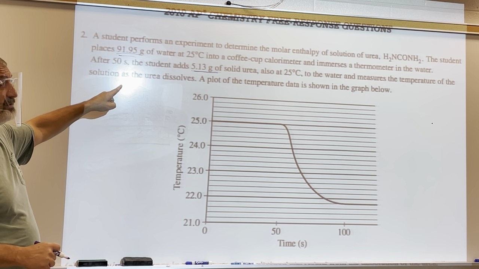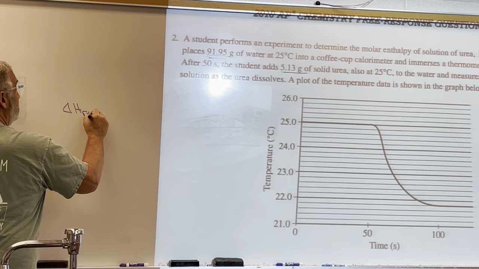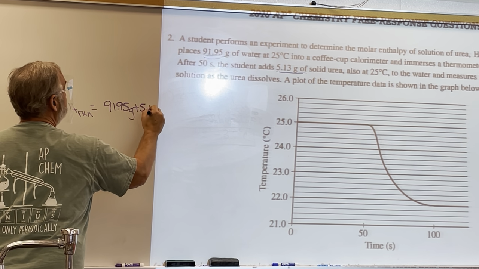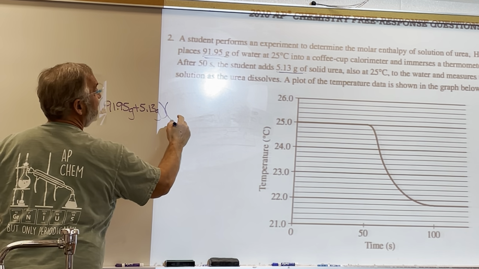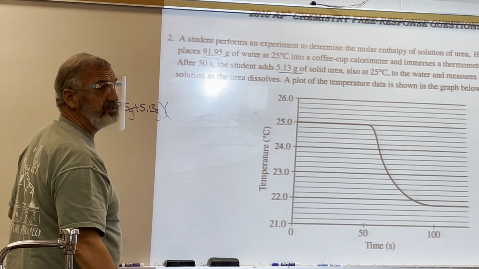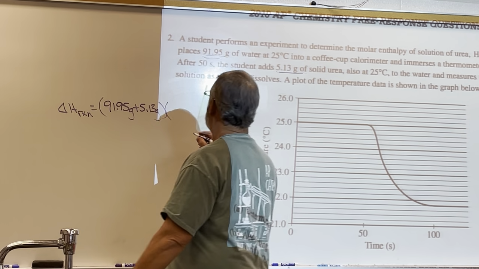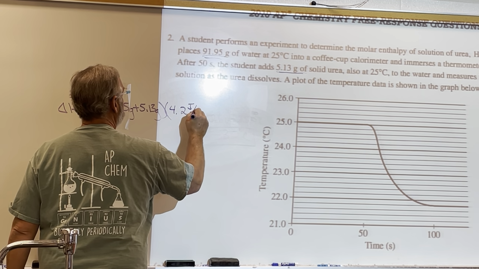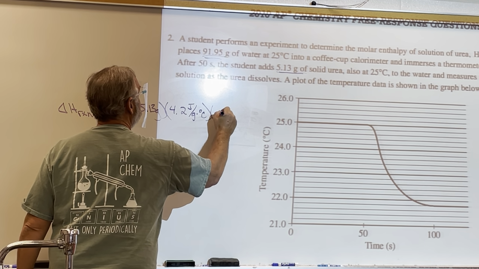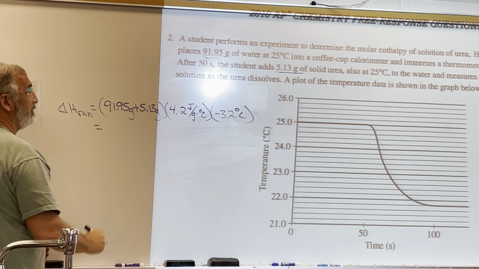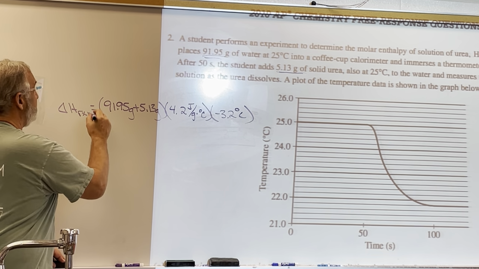So what do I do with those masses? Add them. Okay? So my delta H of the reaction is going to equal the mass, which is 91.95 grams, plus the 5.13 grams. Specific heat, they say assume it's going to be, didn't they say 4.2? Yeah, I said assume it's 4.2, given in the problem down there in C. And we already figured that the change in temperature is 3.2 degrees Celsius. So when you do all of that out, what do we get for delta H? And this, by the way, is a negative.